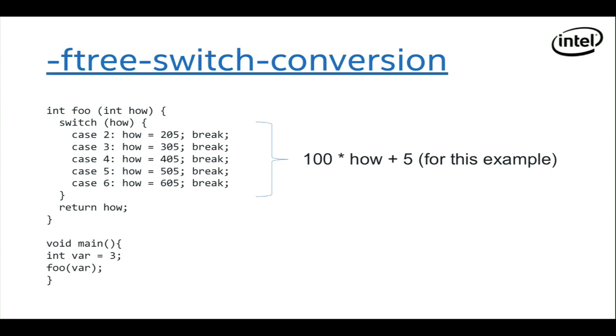This is a snip of the code of the test case that was added to the compiler in GCC 9. And now it transformed that into this linear function: 100 multiplied by how plus 5 for this example. If I change 5 to 8, it will detect 8. Okay? So it's not hard-coded. It's just for this example.